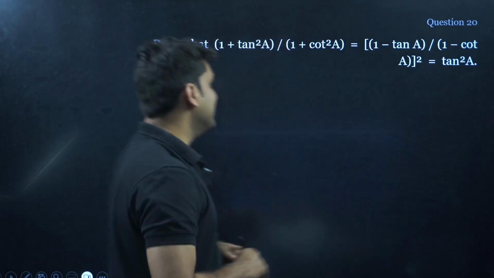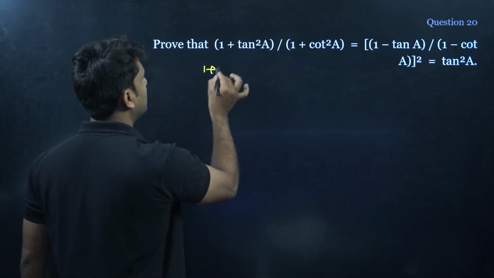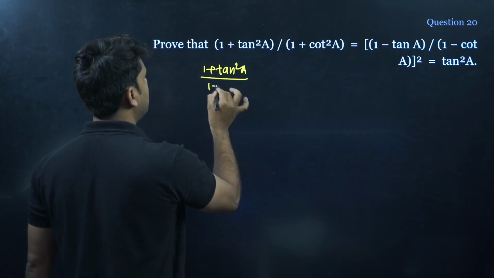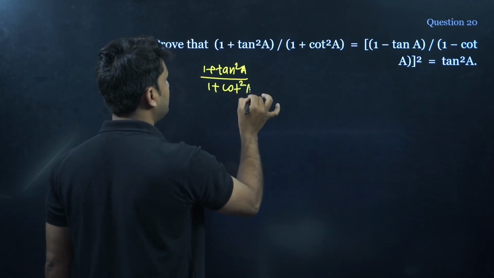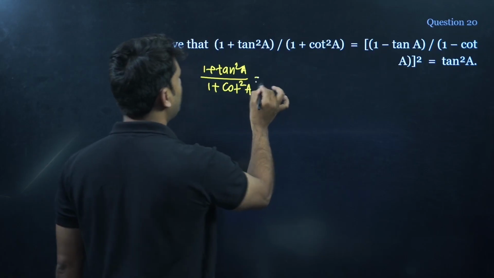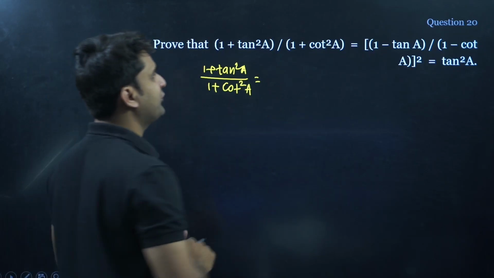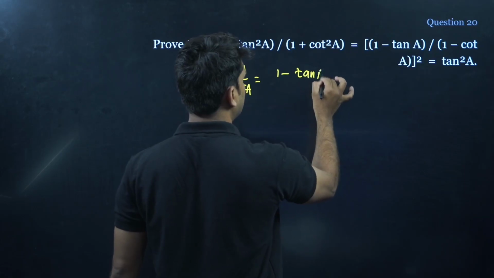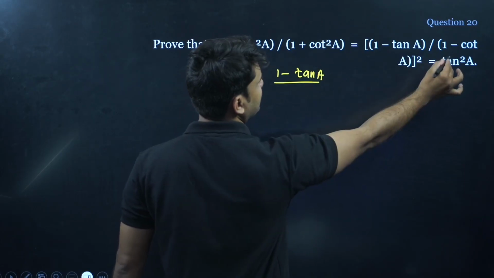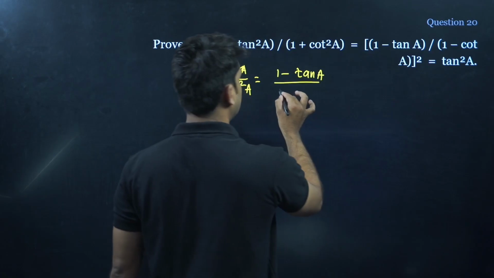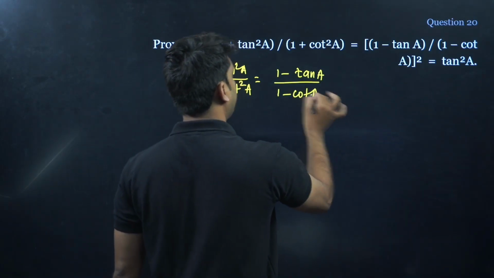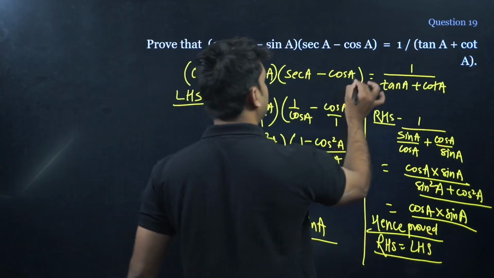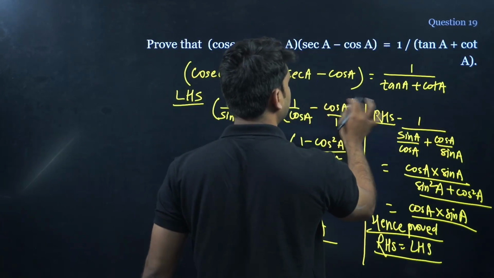Okay, next question. The question here is (1 plus tan square A) divided by (1 plus cot square A) is equal to what? (1 minus tan A) divided by (1 minus cot A) whole square. This is the question, and that should be equal to tan square A. So there are three functions.